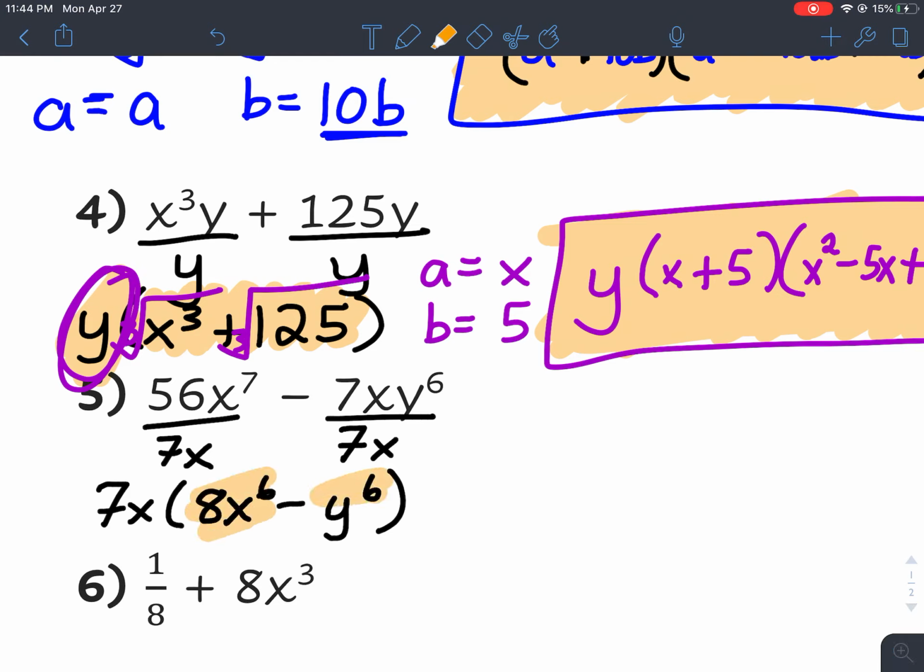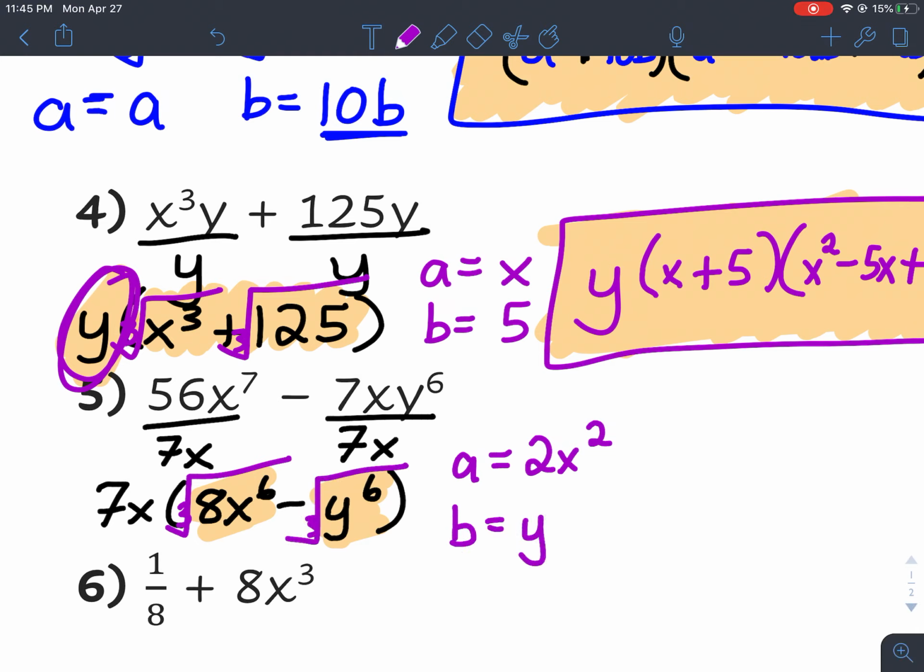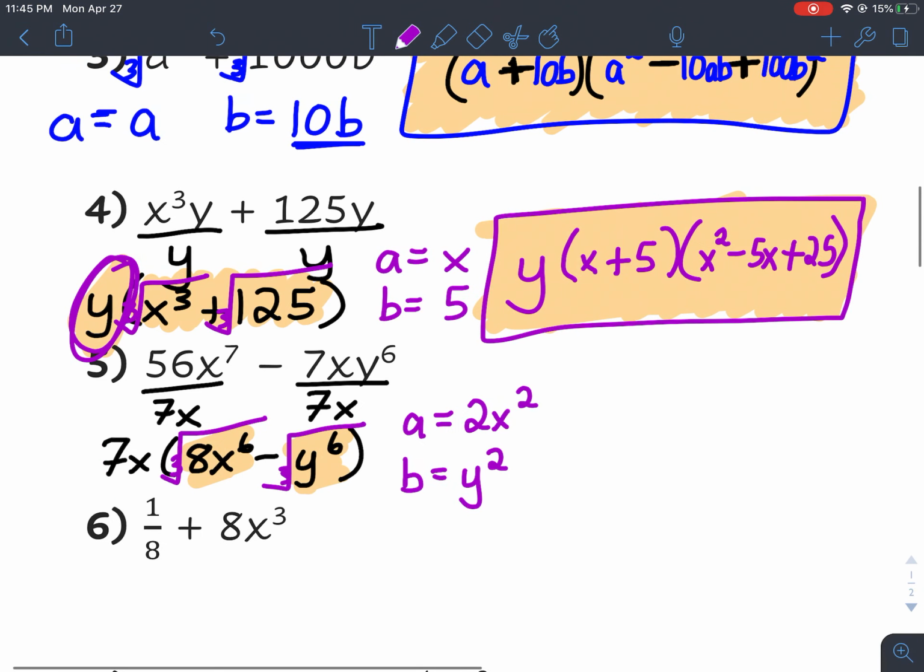Okay, well, we're not done factoring because we see perfect cube, perfect cube. So what is the cube root here of 8x to the 6th power? What times what is 8x to the 6th? Well, that would be 2x squared, because 2x squared times 2x squared times 2x squared is 8x to the 6th. Remember, when you're multiplying, you add your exponents. And what is the cube root of y to the 6th? That would be y squared, because y squared times y squared times y squared is y to the 6th, because you add up all the exponents: 2 plus 2 plus 2 is 6.